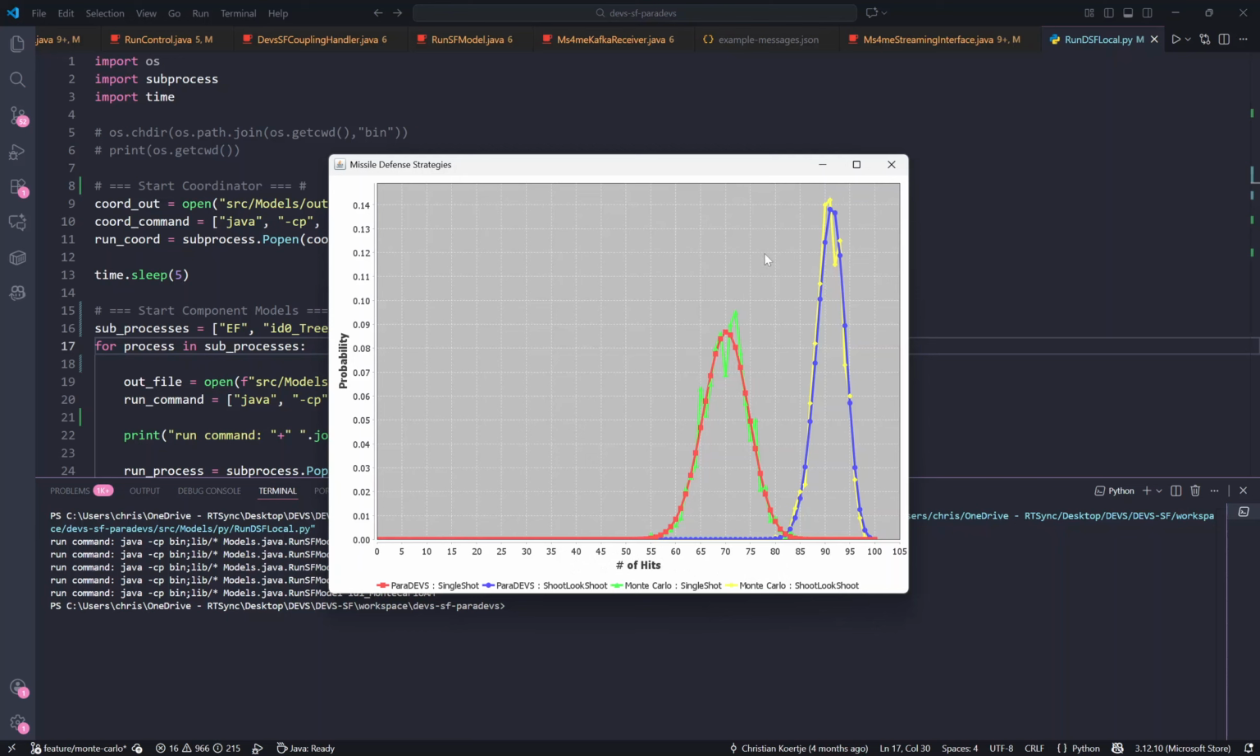So essentially the Monte Carlo simulations not only took longer to gather data for, there's also an error associated with them. This was 1,000 samples, and the error goes like the square root of n, roughly. So if you wanted to increase the accuracy of this result, the number of samples would have to go up as the square, n squared. Whereas ParaDEVS would be constant in this case.